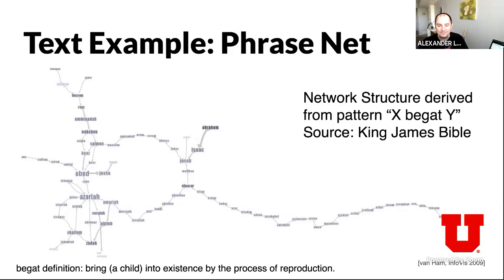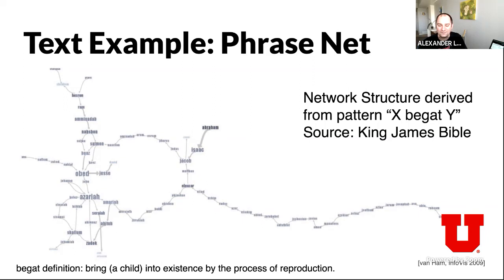Here's a very simple example of how I could extract structure from an unstructured data set. So this here is based on the Bible, the King James Bible. And the structure here was derived by a simple pattern search, "X beget Y." For those who are not native speakers, beget is an old word that basically means X is the father of Y, or the parent of Y. And if you do that, you can extract this network information.